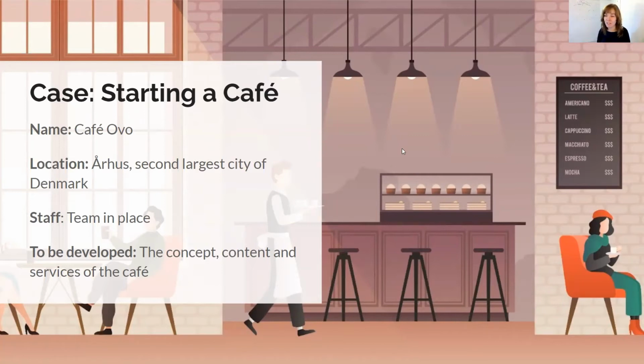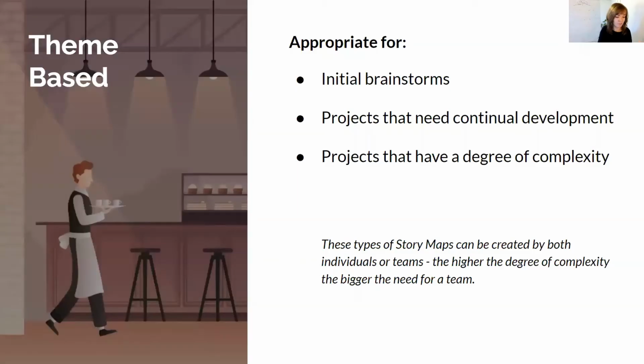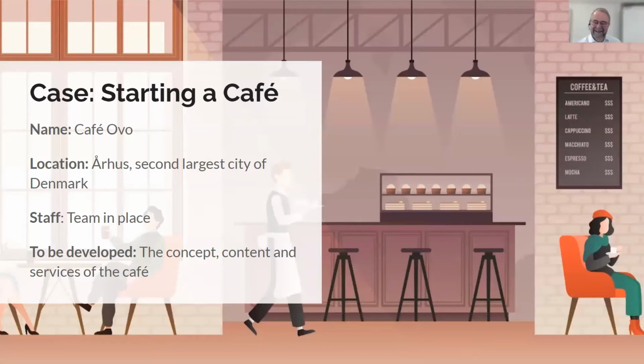And then we need to figure out, well, what do we want with this cafe? What is the concept, the style, the content? What are the services we're going to have in this cafe? And for that purpose, we're going to use story mapping. And we'll be using all three approaches for different aspects of what needs to be done to get started with this cafe. This is what we need to think of before we start.